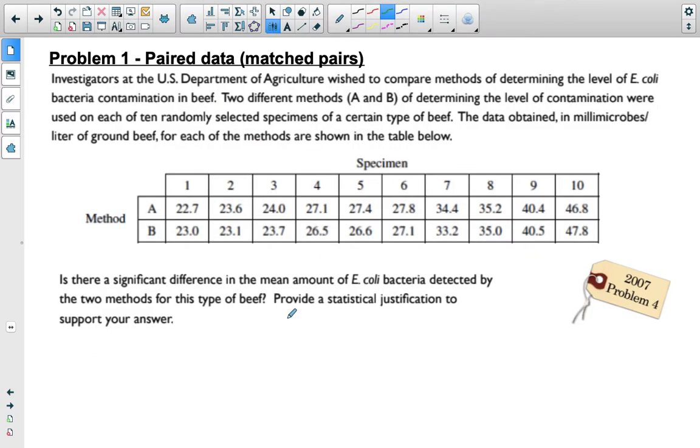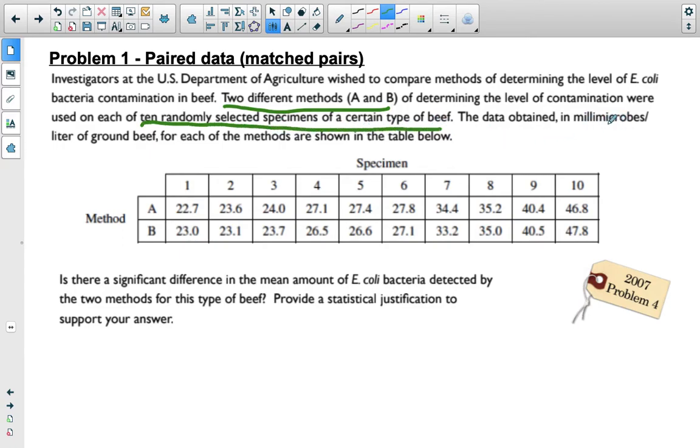So problem one, this is about the USDA checking the effectiveness of E. coli methods of detection. So determining the level of contamination. Just a quick summary, you can read this for yourself here in a little more detail. You have two different methods, A and B, of determining the level of contamination. And each of them were used on 10 randomly selected specimens of a certain type of beef.